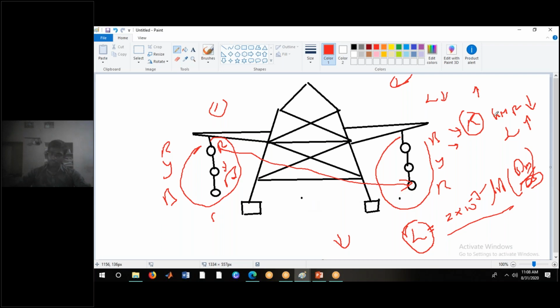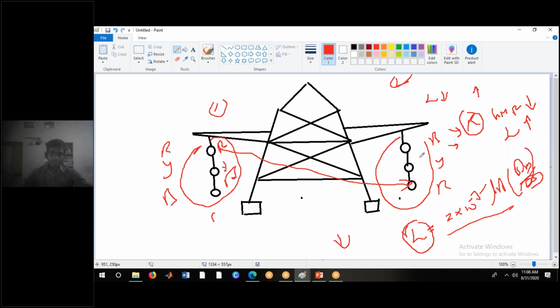The first reason is reliability, for continuous supply without any interruption, and for maintenance purposes. Suppose any circuit requires maintenance, repair or replacement, we can switch to the other circuit for continuous supply. So that is the use of the double circuit in the three-phase line.